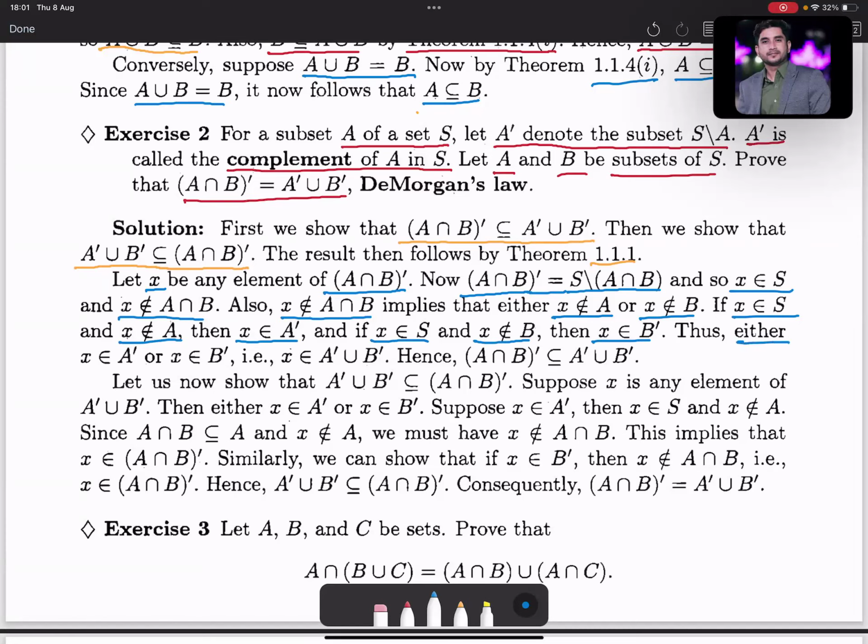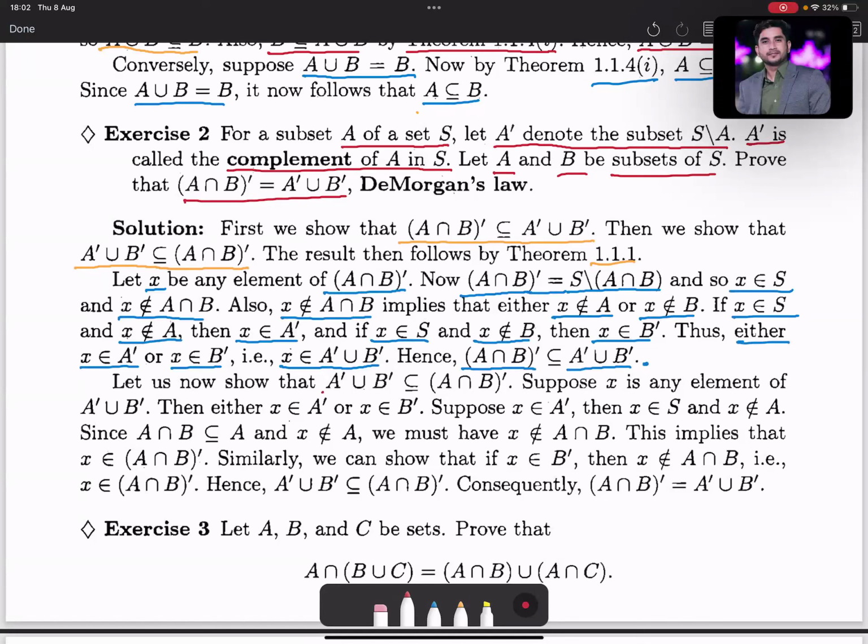Thus, there are two options: either x is inside A complement or inside B complement. But then it lies inside the union. So that means that (A intersection B) whole complement is contained inside the union of A complement and B complement. Okay, then we have one side. Now we will prove the other side.